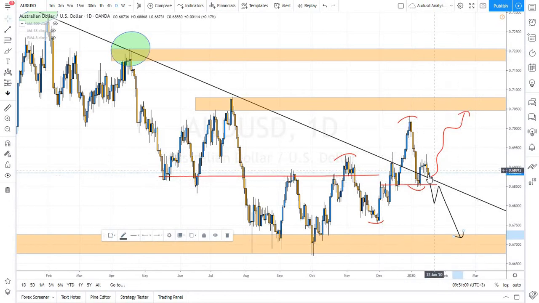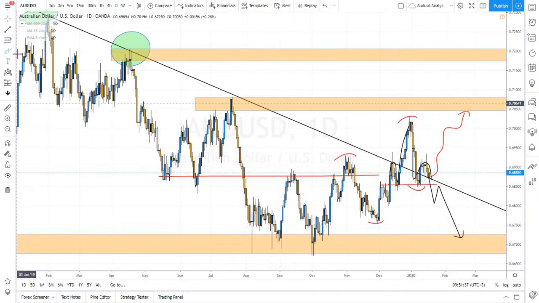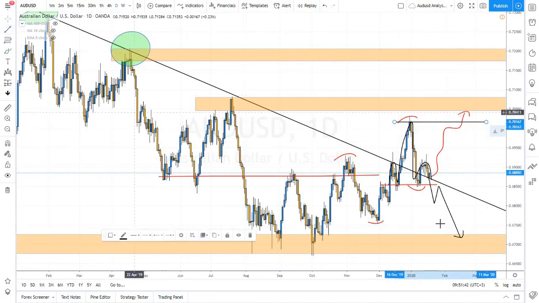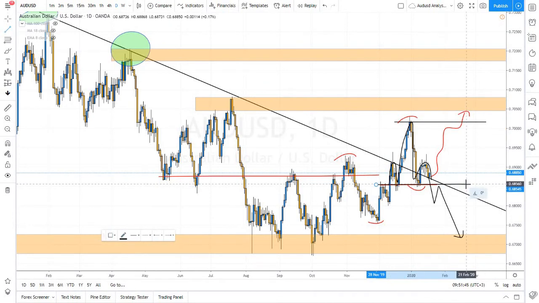So we're expecting it to either continue going up, continue to print even higher lows and higher highs, or break through, retest, and drop. If it breaks through, then this will be a formation of a head and shoulders pattern. So that's what it means. So if it does that, then we expect that it will drop the full distance between the head and the neckline.